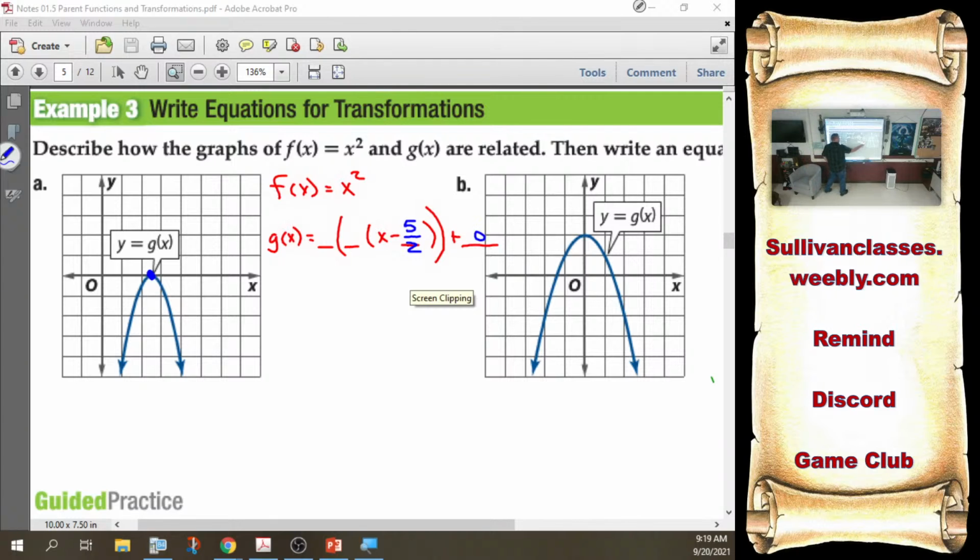Did it go up or down? Now here's the thing. Reflecting horizontally isn't going to do anything. So I'm just going to say that this is a 1. And I'm going to put all my eggs in one basket. I'm going to say that my reflection and my stretch are all part of my A, because I'm making the equation. Now, we know it reflected vertically, reflected across the x-axis, so there's got to be a negative there. How do I determine what A is? Think about the parent graph and what the parent graph is supposed to do.